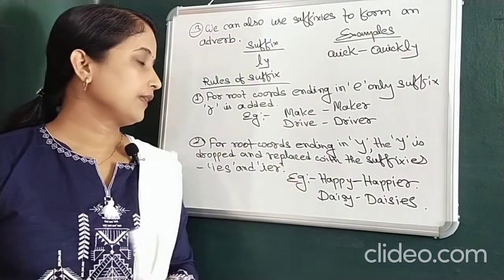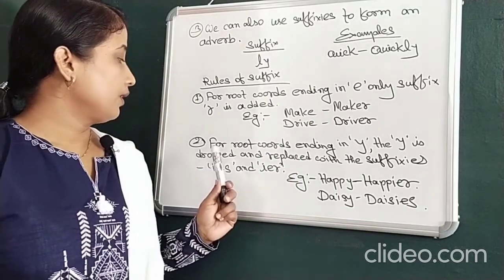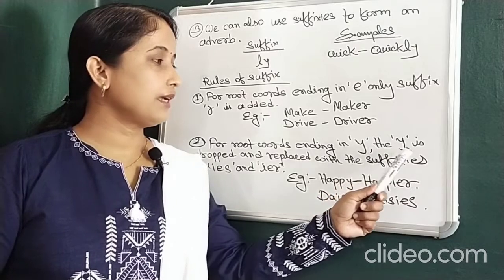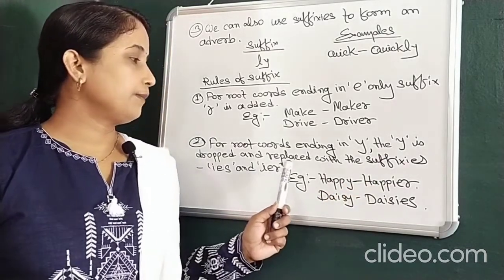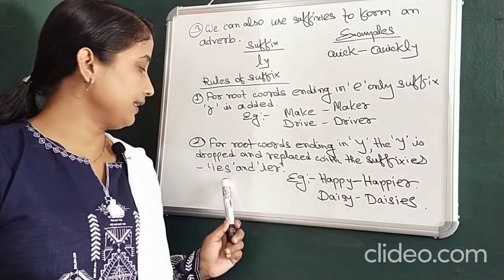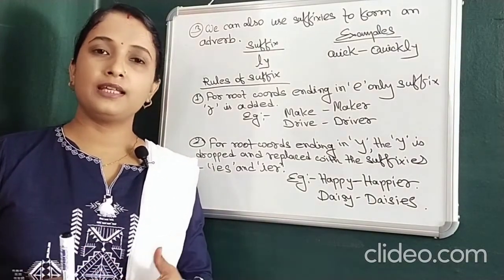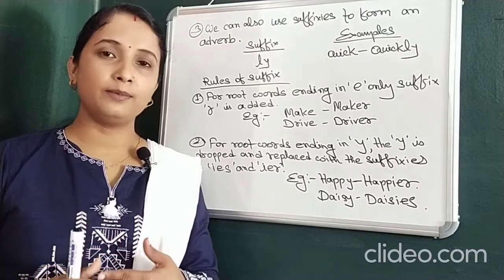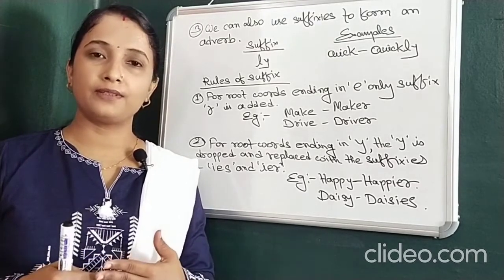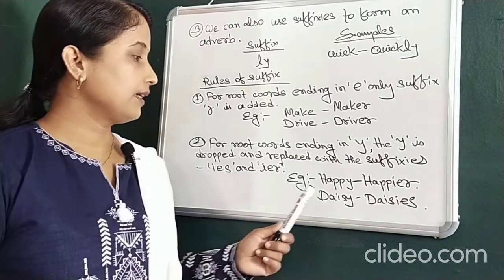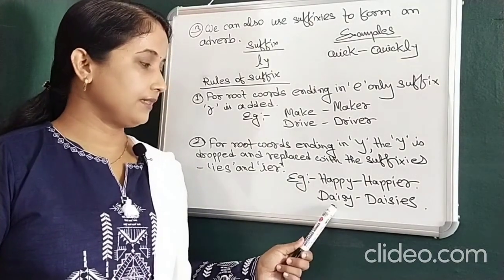Next rule is, for the root words which are ending in y, then at first y is dropped and then replaced with the suffixes ies and ier. For the root words which are ending in y, at first y will be dropped and then replaced with the suffixes ies and ier. Let's say example, happy, daisy.